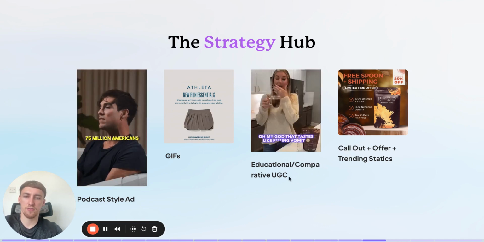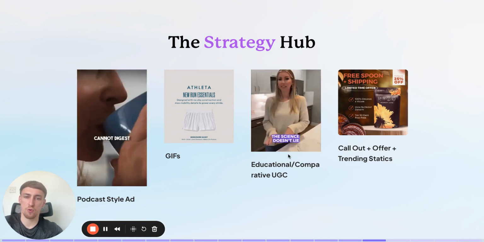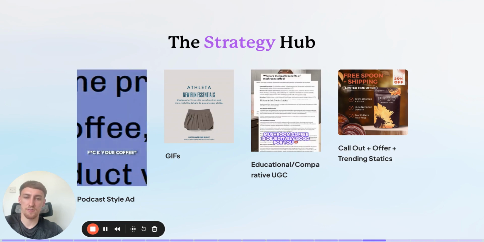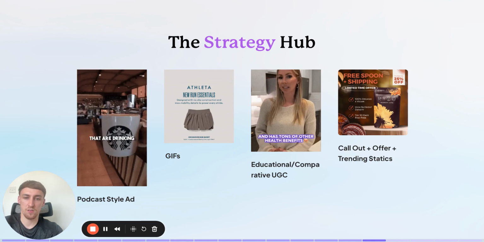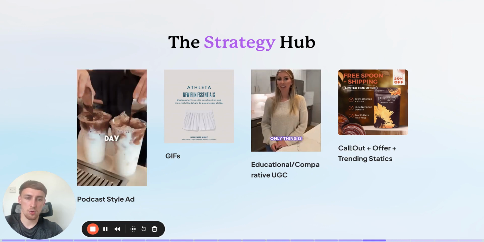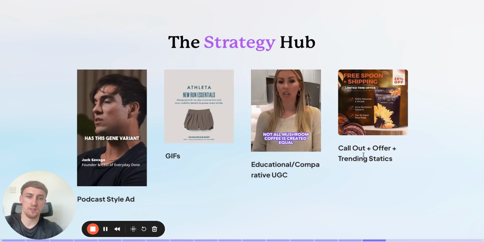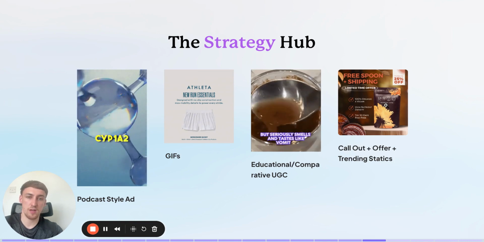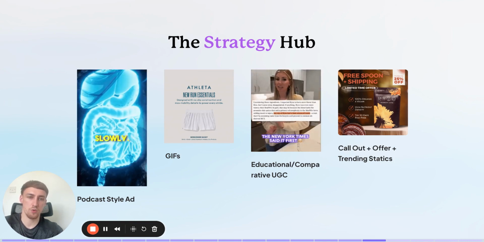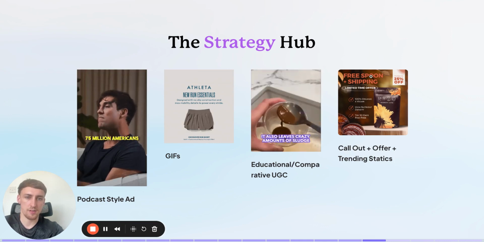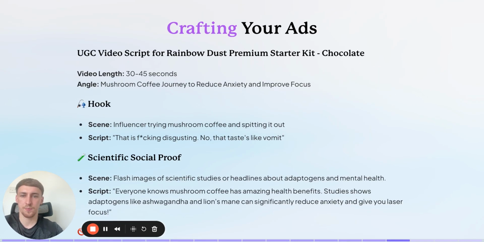Educational and comparative UGC. So as we saw, that worked really well, and we'll definitely be making one or a few of these because your competitors have smashed it with them. Call out, offer, and trending statics. So that's 3 must-have statics in your ad account based on all the research that we've done. And yeah, I'd definitely be trying some of them as well.